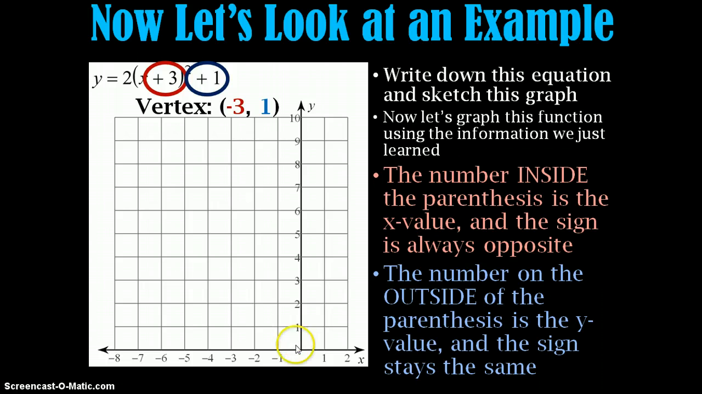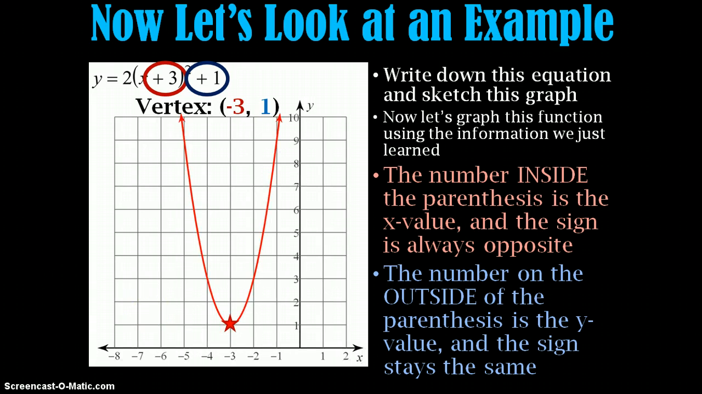So in order to graph this, we would go to the left 3 and up 1, and that would be our vertex. And then we just draw a U shape. Again, you need to have the equation written down, the vertex written down, the graph, and the sketch of the graph in order to get full credit.